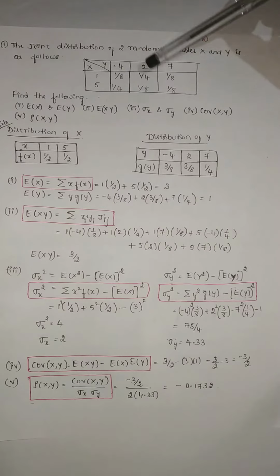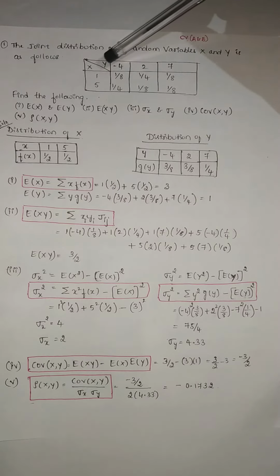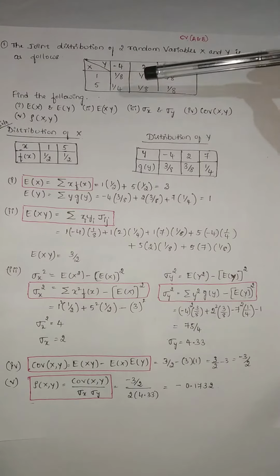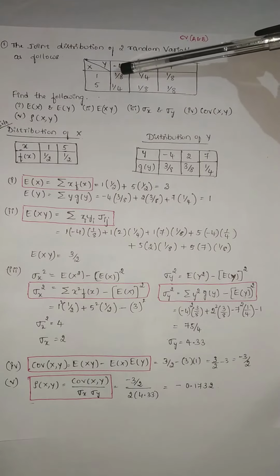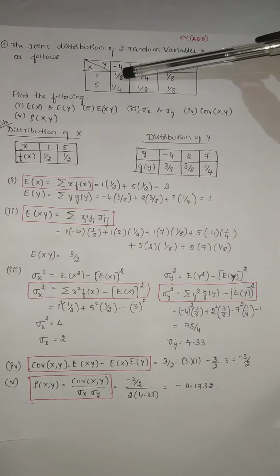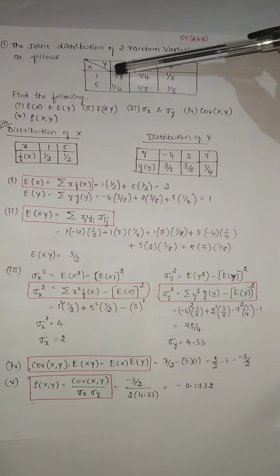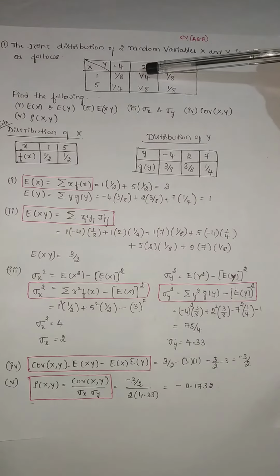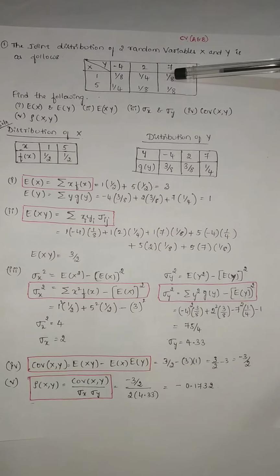You can find a table where the y values are -4, 2, 7, and the x values are 1, 5. Here in this place is 1/8, the place for j11. First row, first element, this place is represented by j11. This is j12, that is 1/4. This is j13, first row, third element.